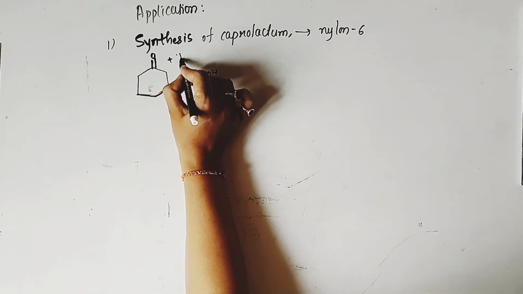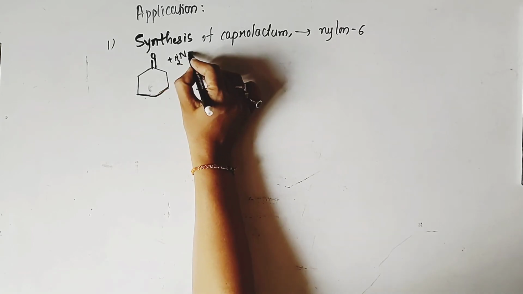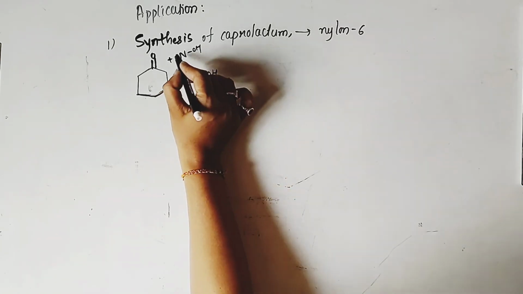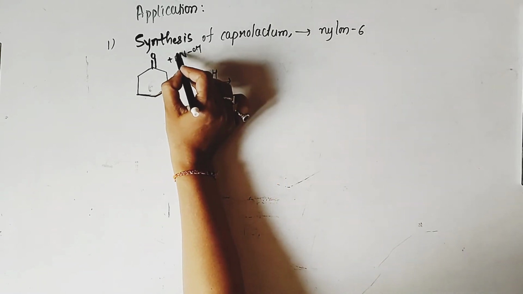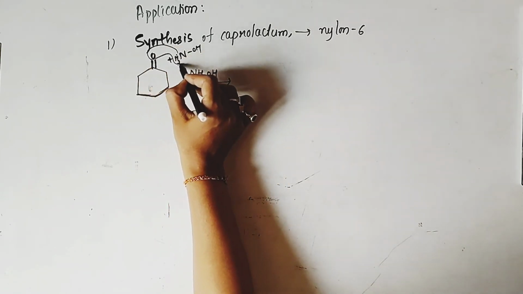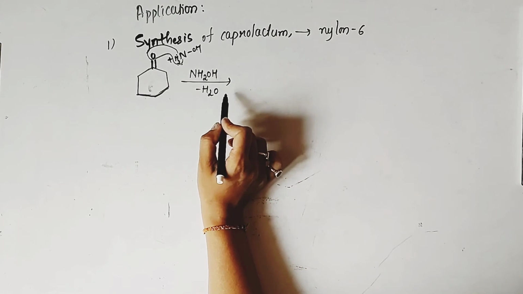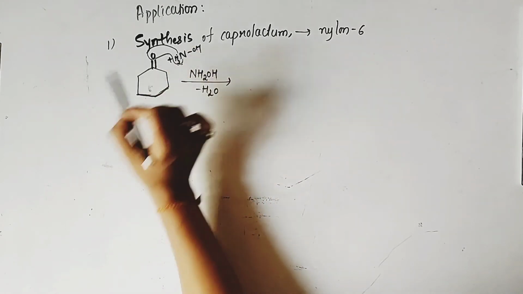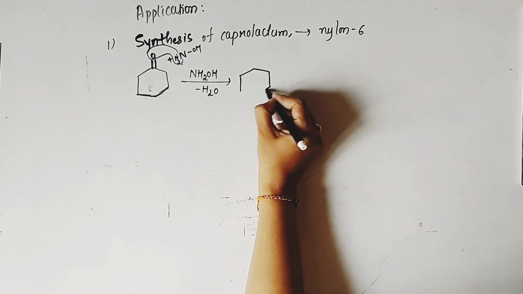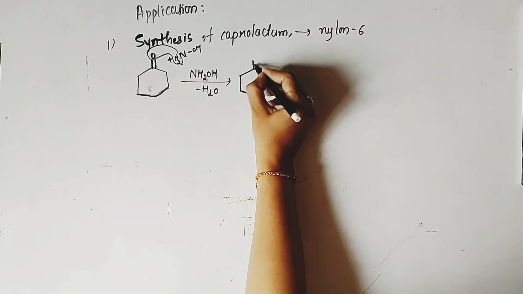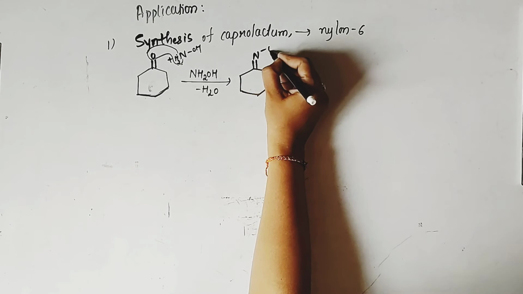This is H2 and this is OH, and the hydrogens from hydroxylamine will bind with this oxygen and be removed as a water molecule, and this nitrogen will bind to this carbon. So it will now form ketoxime. So this is our ketoxime.